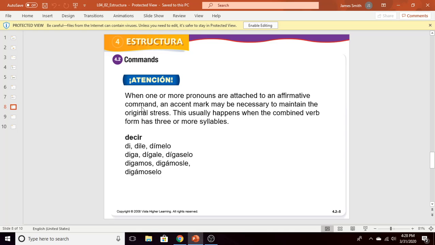Attention, this talks about what to do with pronouns, what to do with accents. If it has one syllable and you add a pronoun, you don't have to put an accent on it until you start adding multiple ones. So you can see where the accents start to come into play.